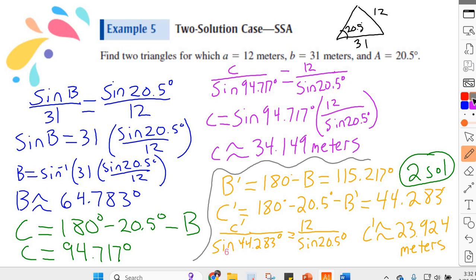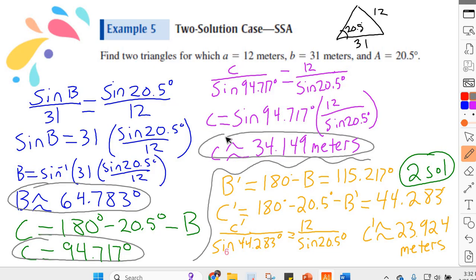So again, we actually have two solutions. So we have a big B, a big C, and a little c, and that would be our first triangle that we can make. And then we have our B prime, our C prime, and our little c prime. That would make up our second solution. Yay!